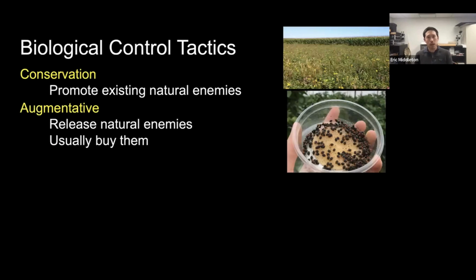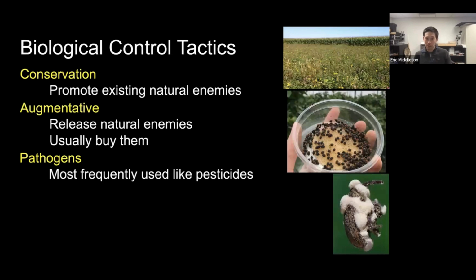There's also augmentative biocontrol, which is basically where you usually buy natural enemies, and then you release them out into the field, and they act in a similar way to how you would use a pesticide. They come out, they eat a bunch of different pests that are there, and then oftentimes disperse. There's also pathogens, which are much more like conventional-ish pesticides, things that you can buy and apply out in the field, and we'll talk a little bit more about those as well.